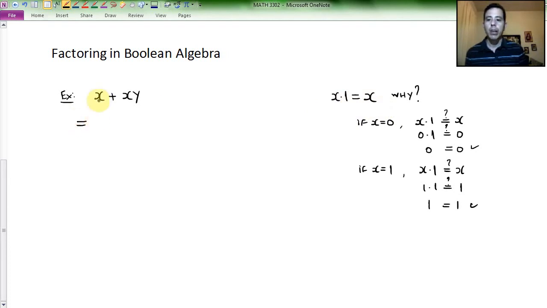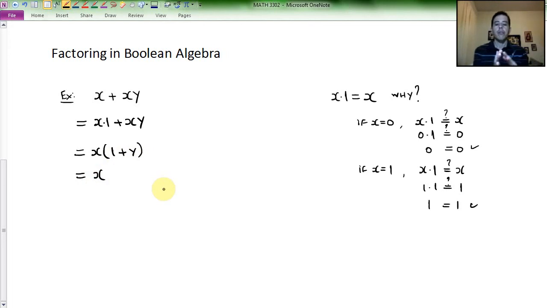So that means I can write this x here as x times 1, right? And now this is the reverse of the distributive property that we saw before. Finally, 1 plus y is always 1. Any Boolean expression, it can be small or large, when you add 1, the entire thing becomes 1. Okay? So that's because no matter what the expression is, 0 plus 1 is 1, and 1 plus 1 is 1. So this is 1, and x times 1 is x. X plus xy is equal to x.